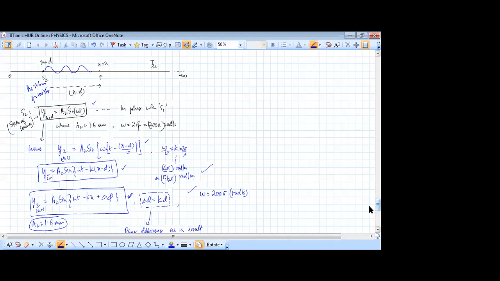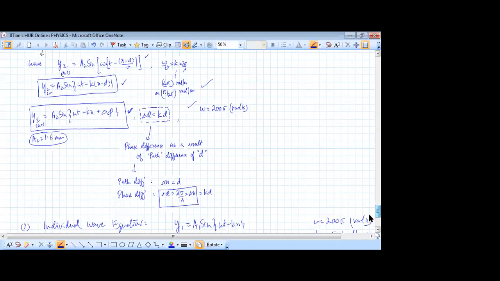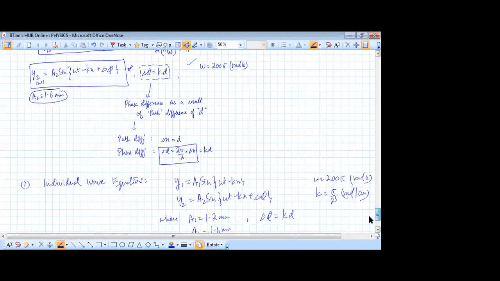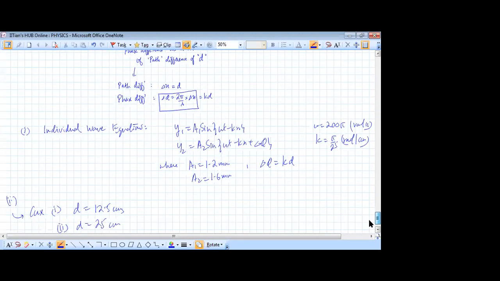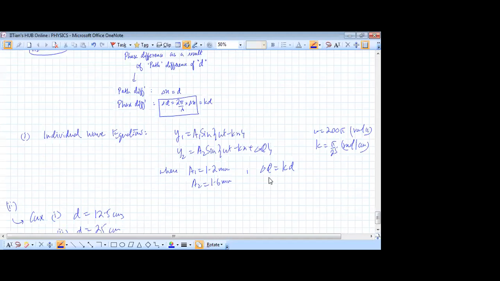Okay, so understood now. Now you can just see, if the individual wave equations are like this, for each of these specific cases there's a specific value of phase difference. So you will know what the resultant amplitude from the interference will be. Okay, so let's go back and understand the second part of the question first, then we'll come back to this.